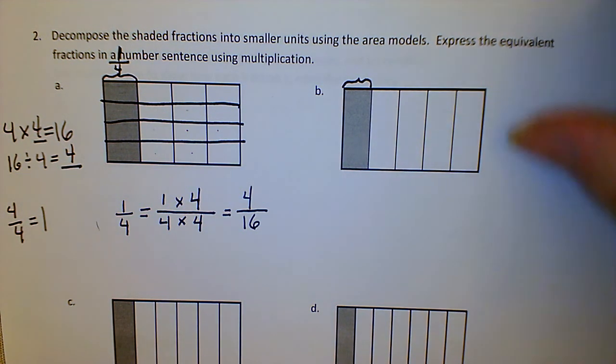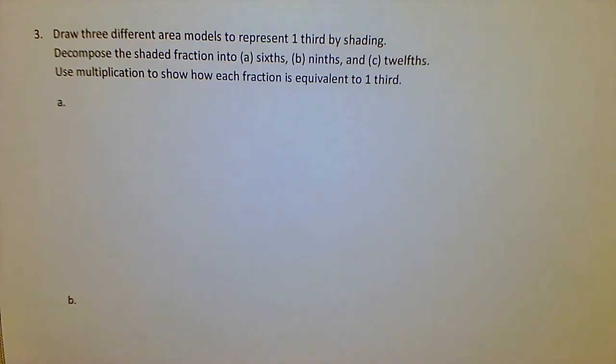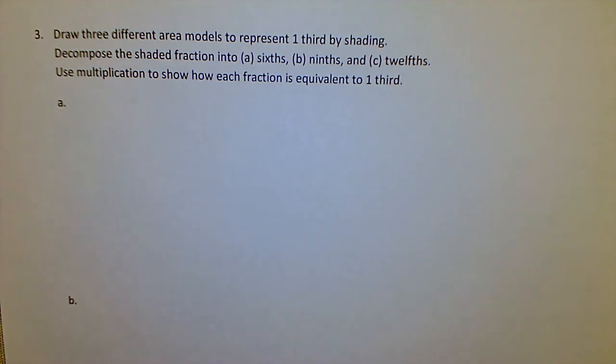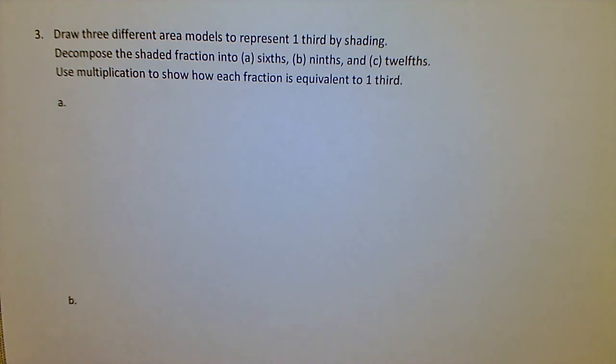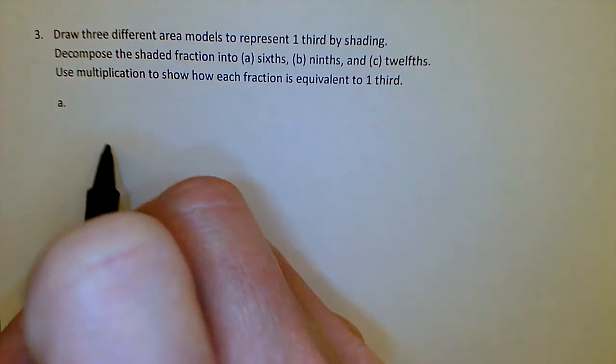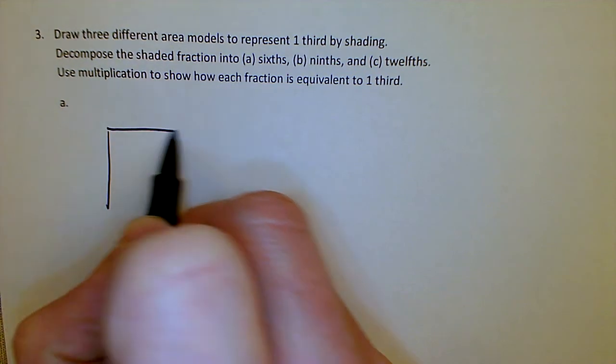Now, I do want to show you problem 3 because I want to get you started on it with the first part of it. It's a little bit different. So in problem 3, it says draw 3 different area models to represent 1/3 by shading. So basically, you are going to do this 3 times. Let's just do that first part. Don't even worry about what the rest of it says. But you need to start by drawing one of these models.